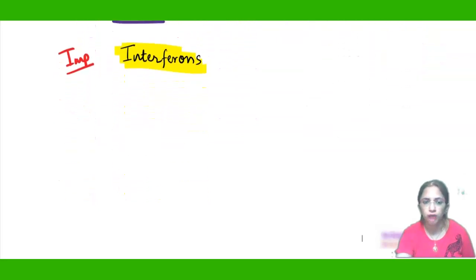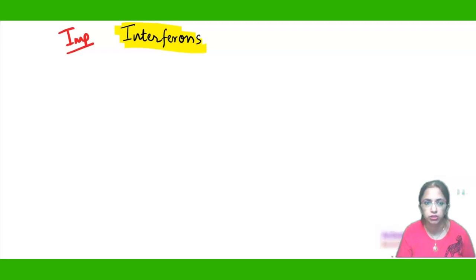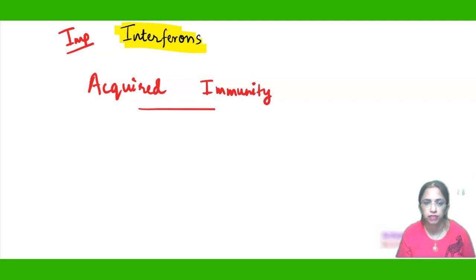Let's move on now to acquired immunity. The word acquired means that you have developed this immunity during your lifetime. During your lifetime you have acquired this, and it is specific in nature. This immunity is specific in nature. It means that it will act only against a specific microbe.